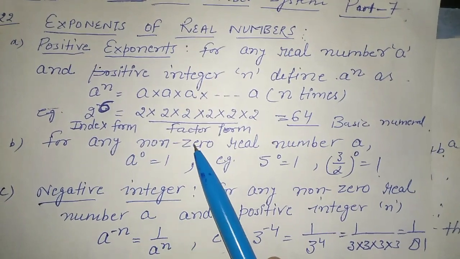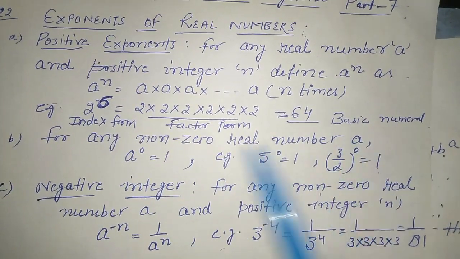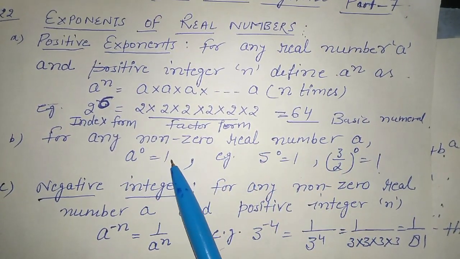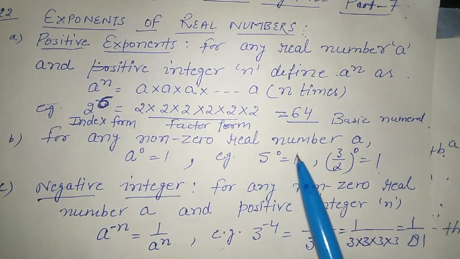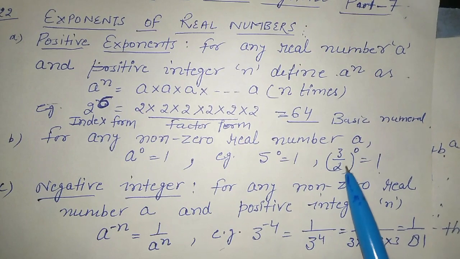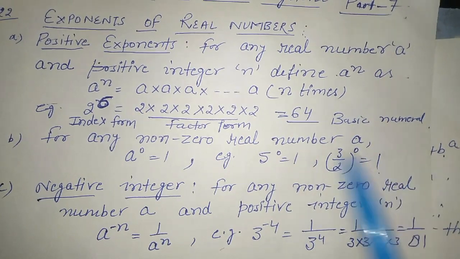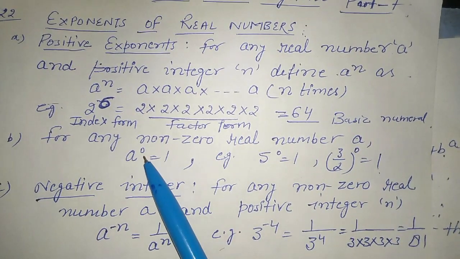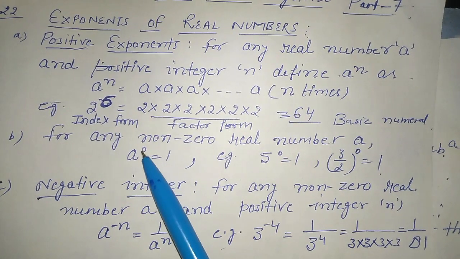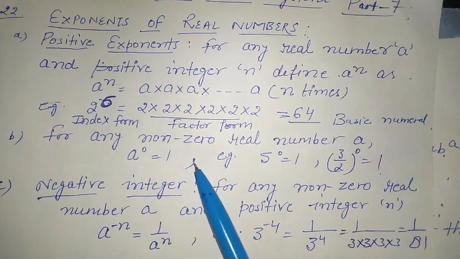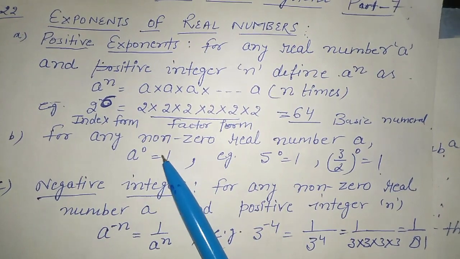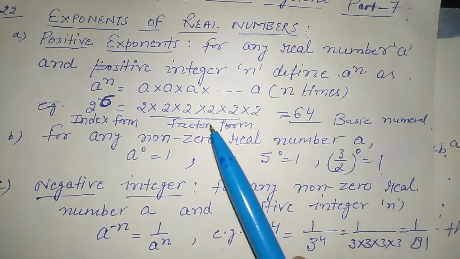For any non-zero real number a, a to the power 0 is equal to 1. Example, 5 to the power 0 is equal to 1. 3 upon 2 to the power 0 is again 1. Whatever the number is, if the index is 0, meaning the power is 0, then the answer is always 1. I will explain this later on when we read the laws of the exponents.